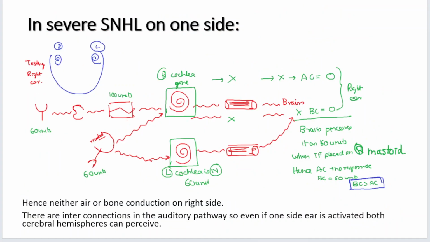Now coming to, again we are going to use the same analogy. The right side ear is having severe sensorineural hearing loss, and we are testing the right ear. We take a 60 units tuning fork and place it in front of the right ear.